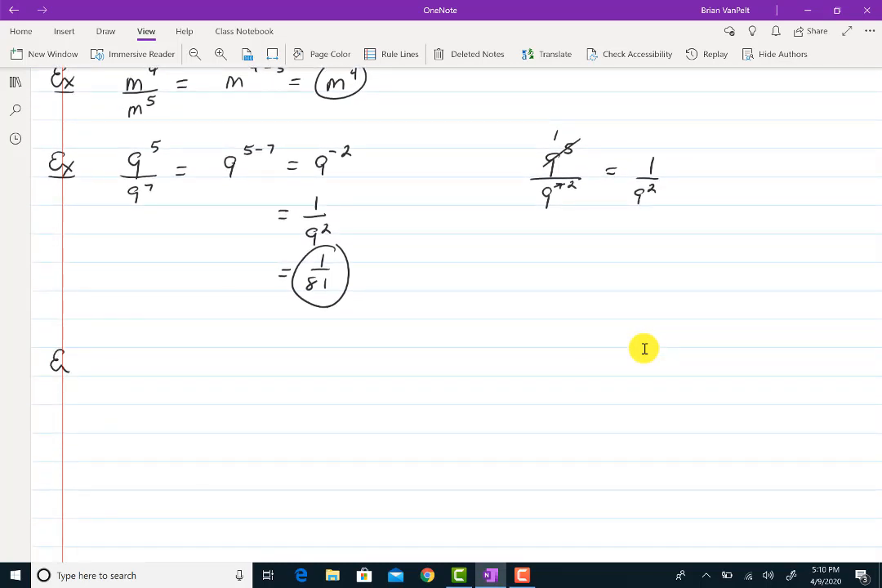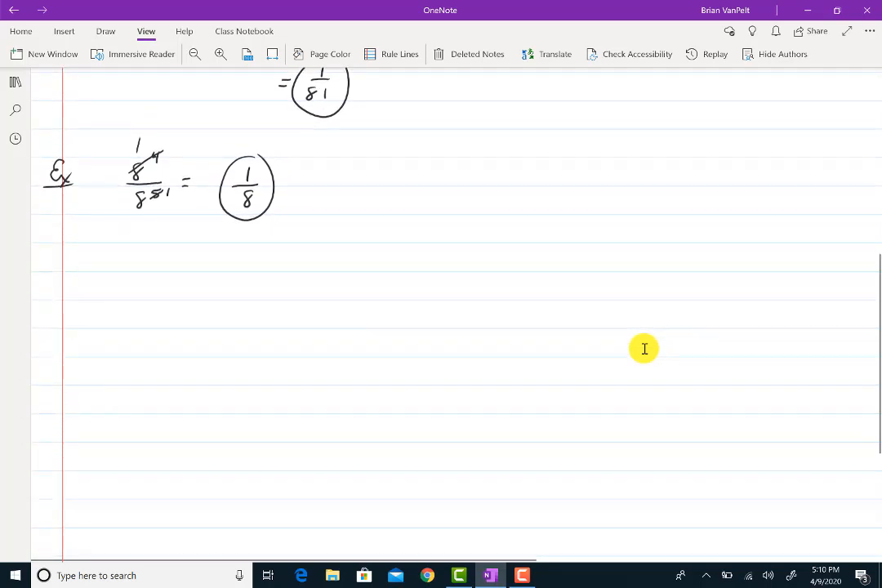So another example, suppose I have 8 to the 4th over 8 to the 5th. Once again, the 8 to the 4th on the numerator is smaller than the denominator, so I'm going to cancel the 8 to the 4th and get rid of 4 of those 8s, leaving just 1. And so my final answer is 1/8. Let's continue.